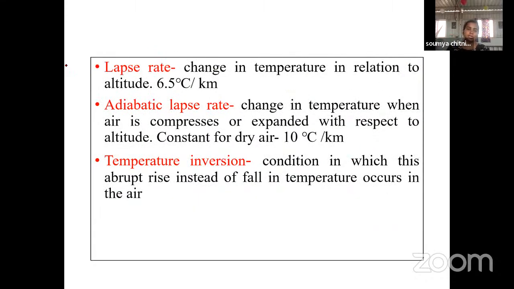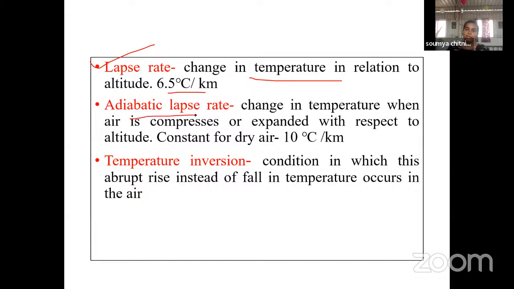And now comes an important part, that is lapse rate. So what is a lapse rate? That is the change in temperature, or decrease in temperature, when we move upward in the atmosphere according to the altitude. That is about 6.5 degrees Celsius per kilometer.